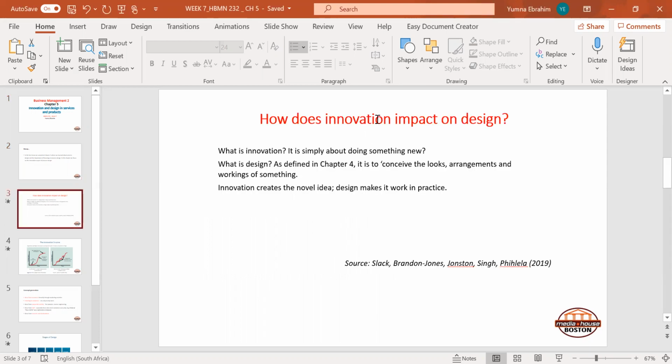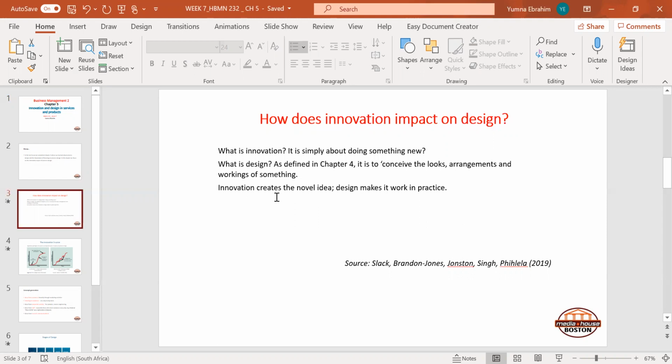So how does innovation impact on design? Is innovation simply about doing something new? We'll discuss that in a little bit more depth when we have our live collaborate session. So I want you to think about that. What is design? So what do we mean by design? Conceiving the looks, arrangements, and workings of something.